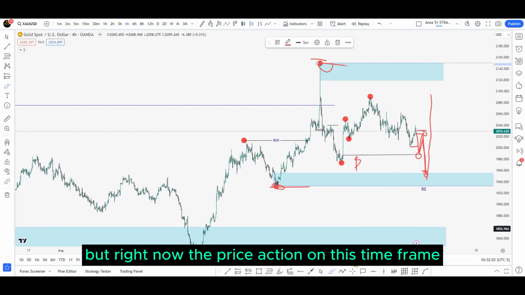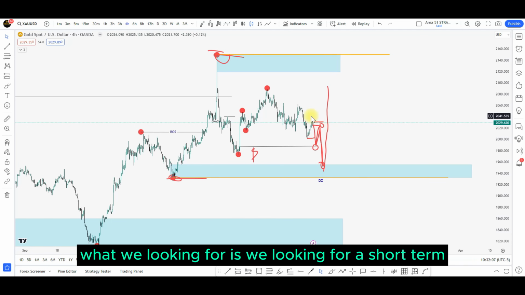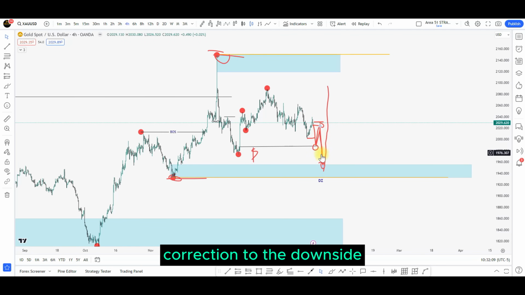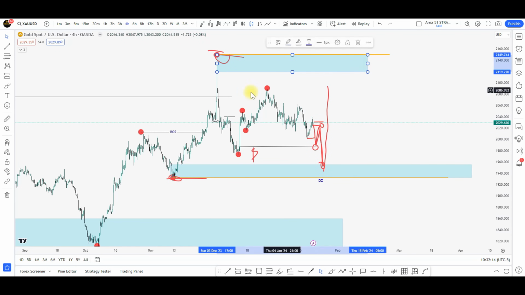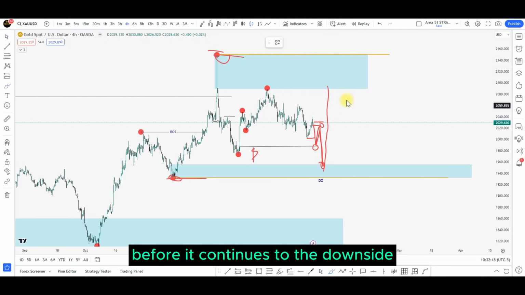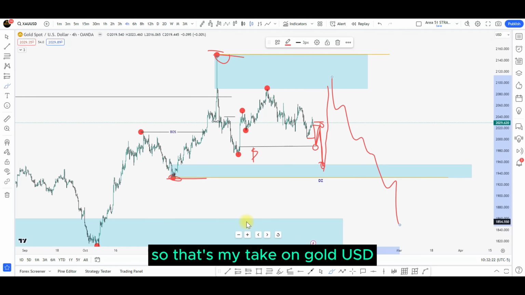But right now, the price action on this time frame, what we're looking for is a short-term correction to the downside, and then we're looking for price to go all the way up to fill this insufficient price action before it continues to the downside. Okay, beautiful. So that's my take on gold USD.